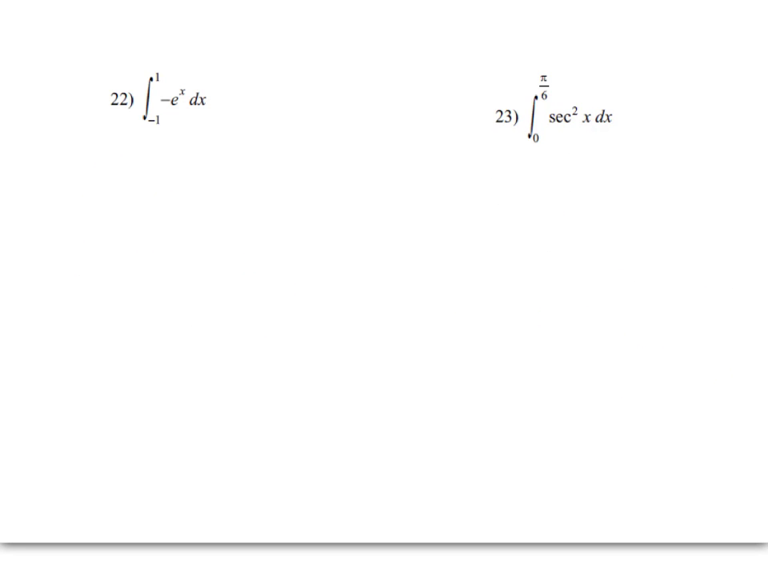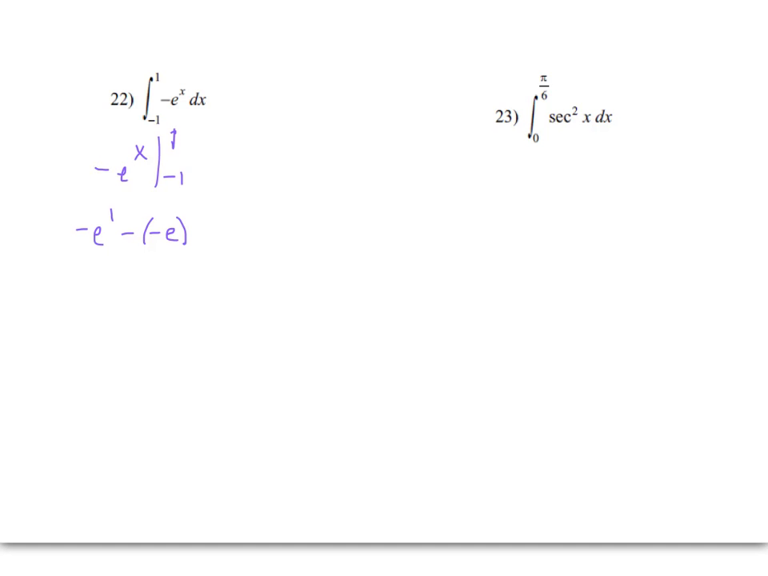Same kind of thing on 22. The integral of e to the x is e to the x, so this will be negative e to the x, evaluated from negative 1 to 1. I want to plug those in. Negative e to the first minus negative e.